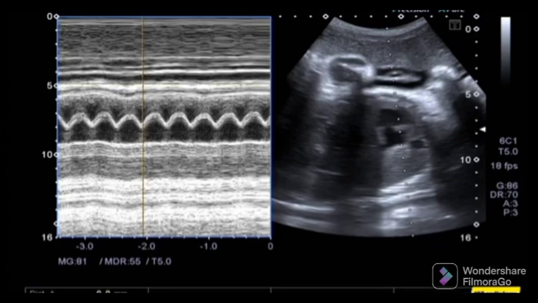The distance between the peaks can be marked, and the machine counts the heart rate, which is displayed directly on the screen.